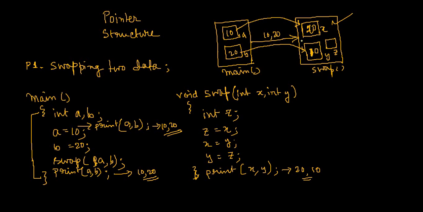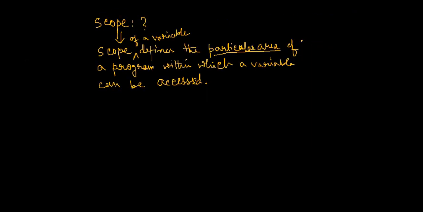So here I have a boundary or a limitation that outside that particular logical block, you cannot access A and B directly. But that is a problem. So what to do? Actually, this is the reason why the pointer was needed. So pointer was needed over here.